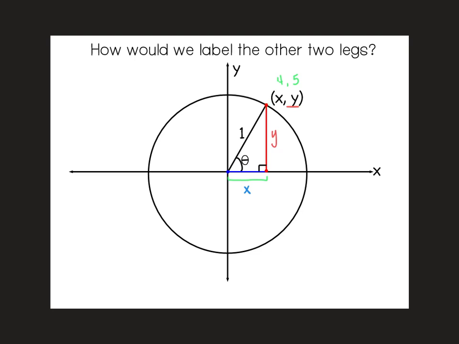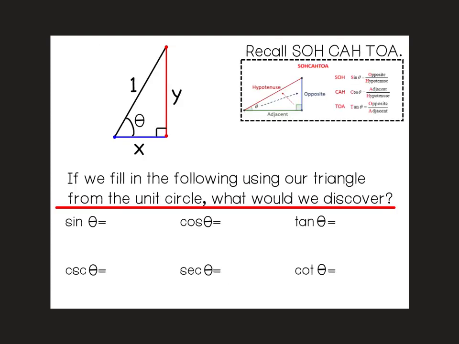Once you get this fully labeled, you have this triangle: the hypotenuse is 1, this bottom leg is x, the right leg is y. And so we're going to go through and fill out some of these trig things from the unit circle.